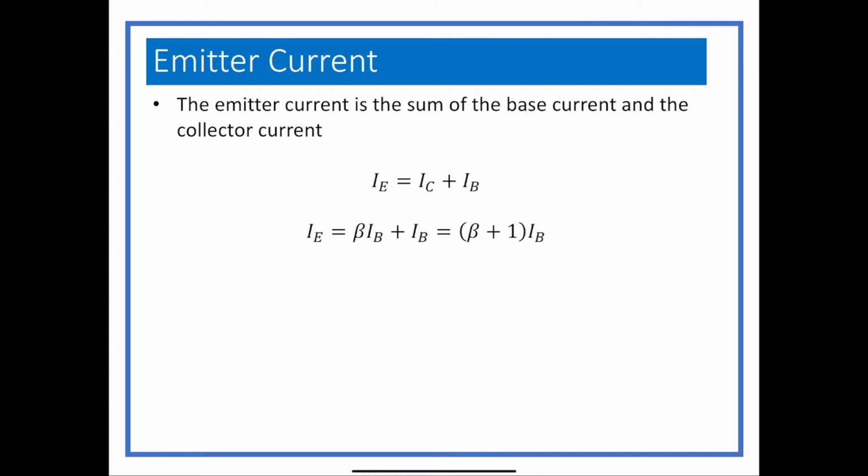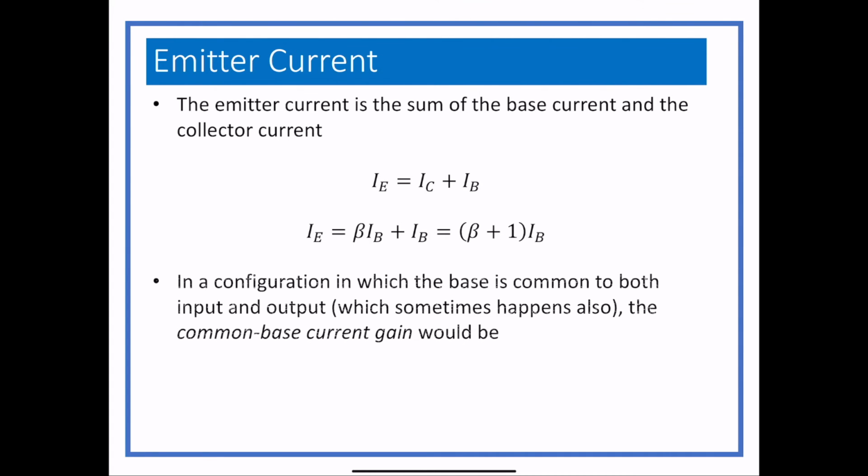If we happen to have a configuration in which the base is common to both input and output, which also happens, we can find the common base current gain, and that would just be the collector over the emitter, and we come up with a parameter called alpha. And alpha is the other relatable parameter and can be found if you know beta. So if you can look up beta in a spec sheet and take beta over beta plus 1, that gives you the value of alpha. And alpha is going to be obviously really close to 1, because beta is a large number and adding 1 to it is going to make it be really, really close to 1. Not exactly 1, but very close.